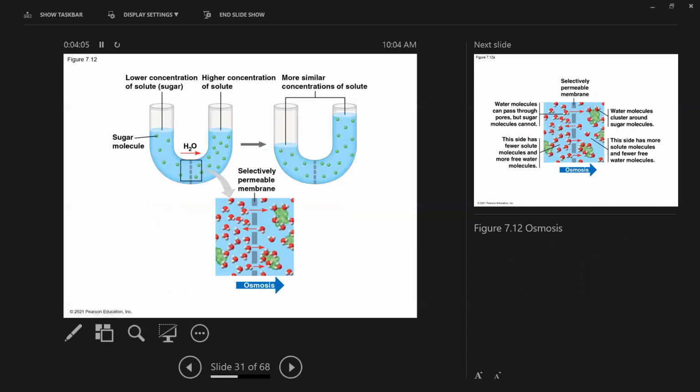This is showing that we have this semi-permeable membrane at the bottom of this tube. So it's selectively permeable. It is allowing water through, but it does not allow the actual sugar molecule through. And on the left, you have a lower concentration of the solute, so a lower concentration of the sugar. And on the right, you have a higher concentration of the solute, or a higher concentration of the sugar. So water is going to move in the direction of that higher concentration in order to dilute it, because the particles can't move. So the water has to move instead.